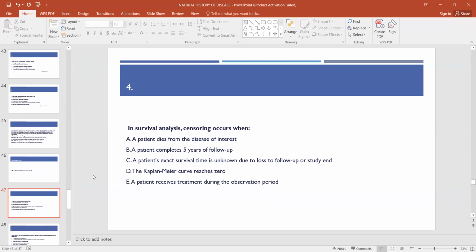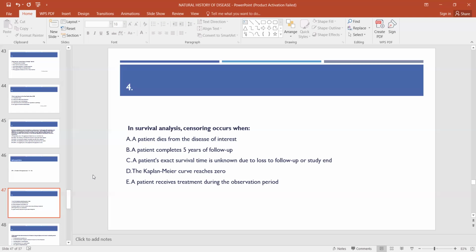Now, MCQ number 4. In survival analysis, censoring occurs when: A, a patient dies from the disease of interest. B, a patient completes 5 years of follow-up. C, a patient's exact survival time is unknown due to loss to follow-up and/or study end. D, the Kaplan-Meier curve reaches zero. E, a patient receives treatment during the observation period.